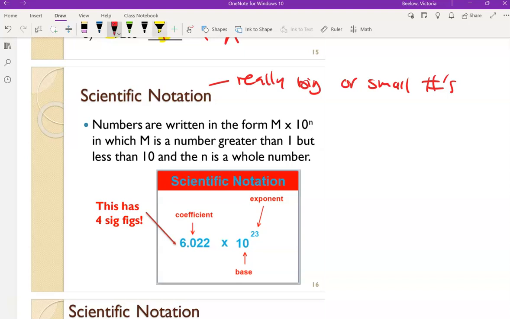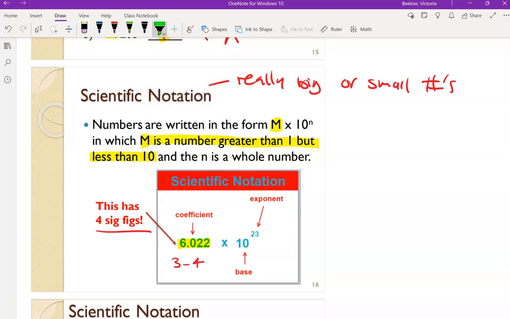So this is the format we're going to be using. This is the number right here without all the zeros, the simplified version of the number, represented with m. So m is a number greater than 1 but less than 10. Usually we're going to have 3 to 4 significant figures. This one has 4. Usually we're going to have 3.